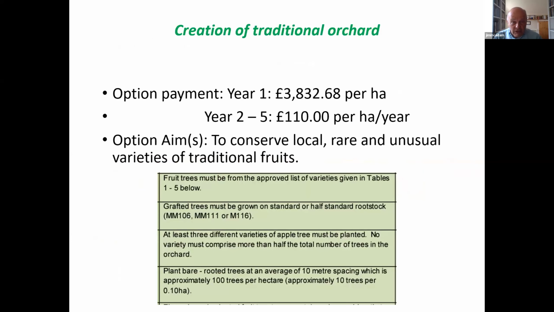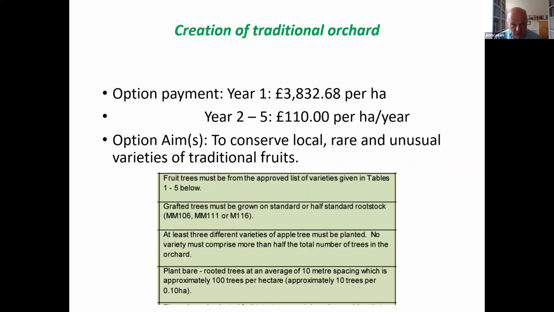Then if we note the creation of traditional orchards, the payment for the first year is £3,800 per hectare, and each year thereafter £110 per hectare per year. The aim of that option is basically to conserve local rare and unusual varieties of fruits. And there's a very specific approved list of varieties, and these are rootstocks. These are particular to Northern Ireland.